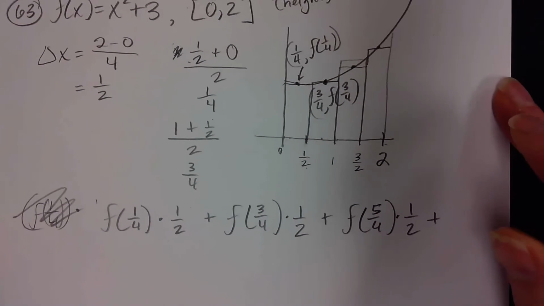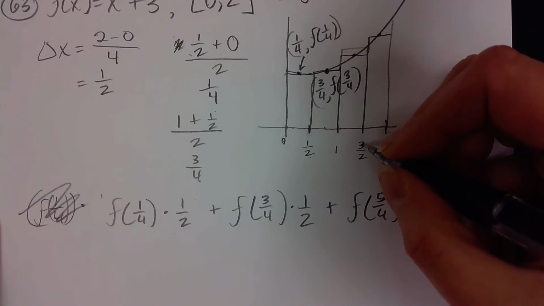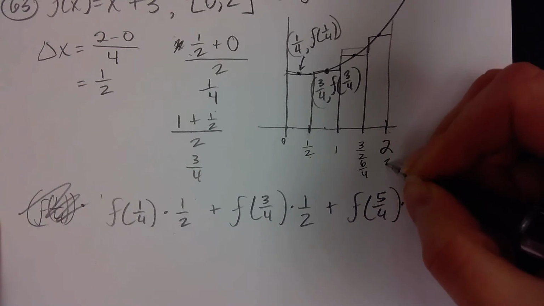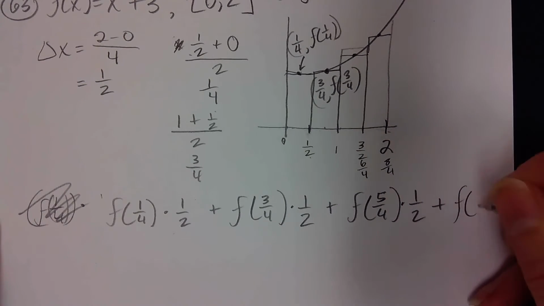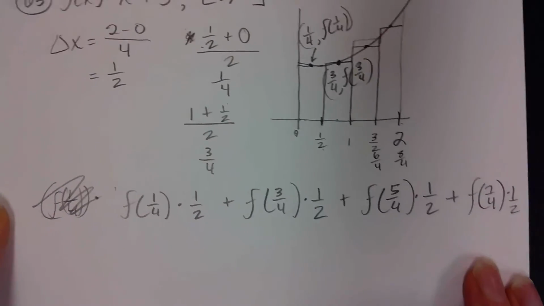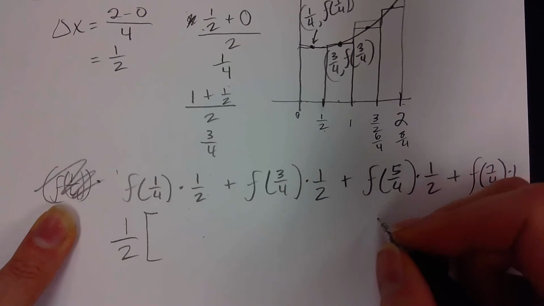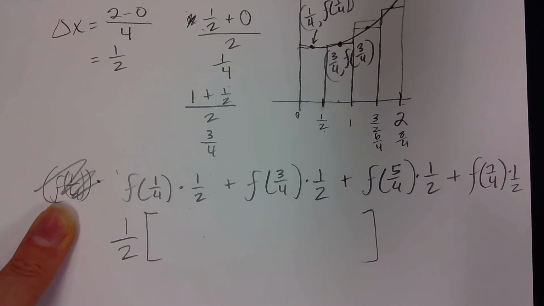And I wouldn't write it down this way at all. I think it's super ugly. Halfway between, let's see, this is 6/4. This would be 8/4. This would be f of 7/4 times 1/2. So the way we've been writing this out is we've been writing that 1/2 over here and then brackets and then just adding up all the y values.